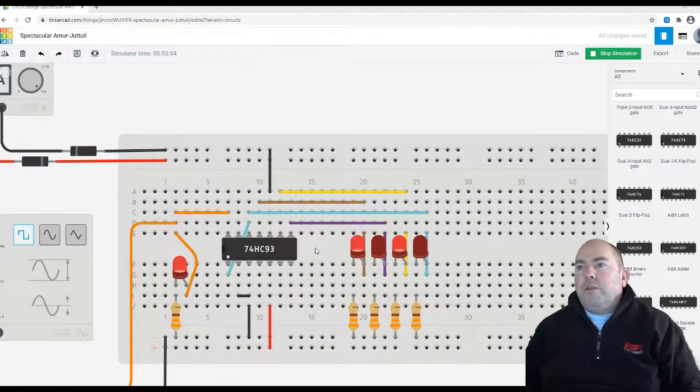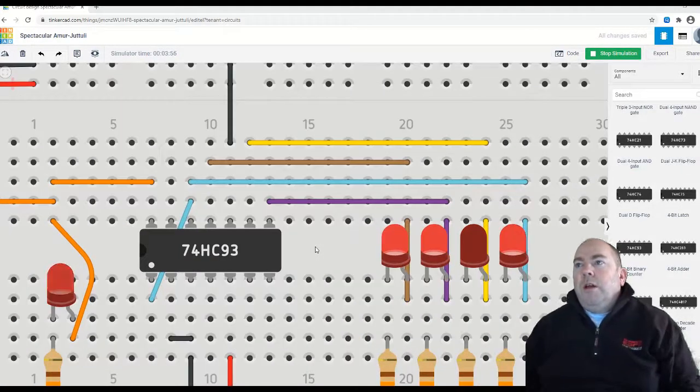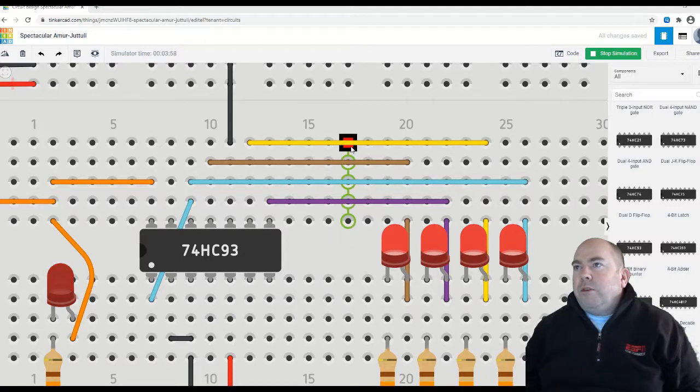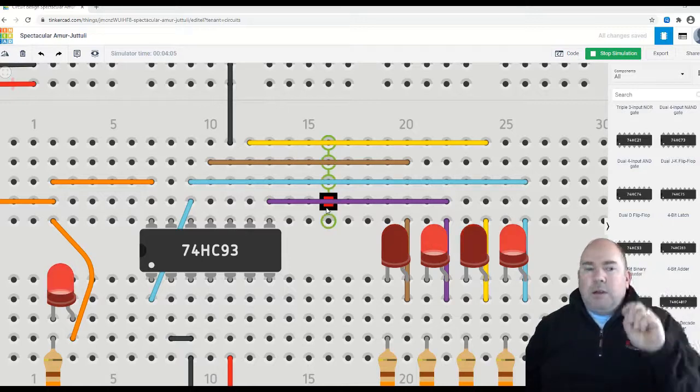So a couple things to note here. I've wired this a little bit differently just to simplify things. So just going straight across with these wires and then connecting them down to make things simple.